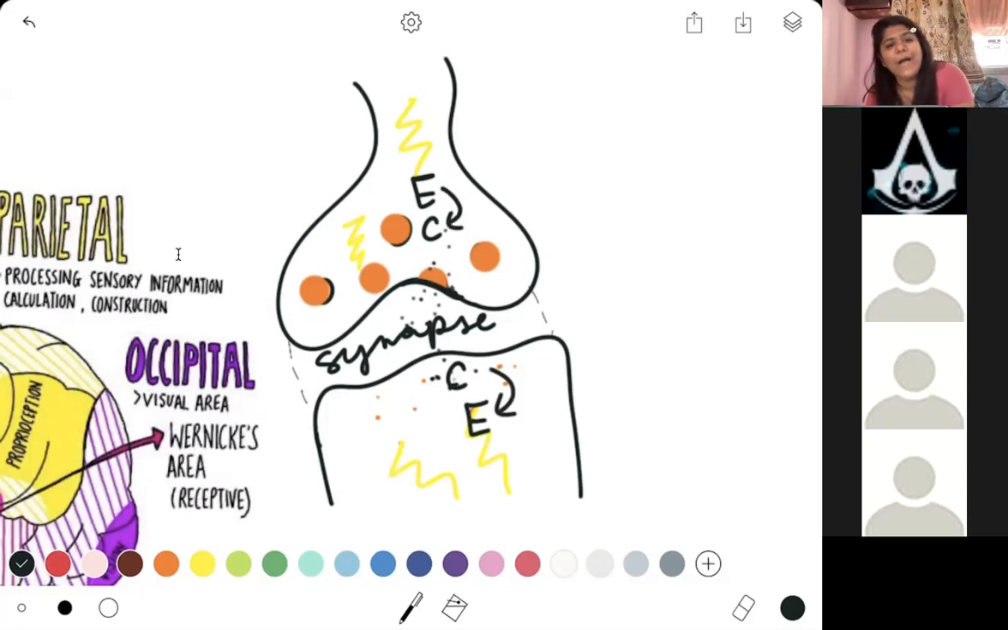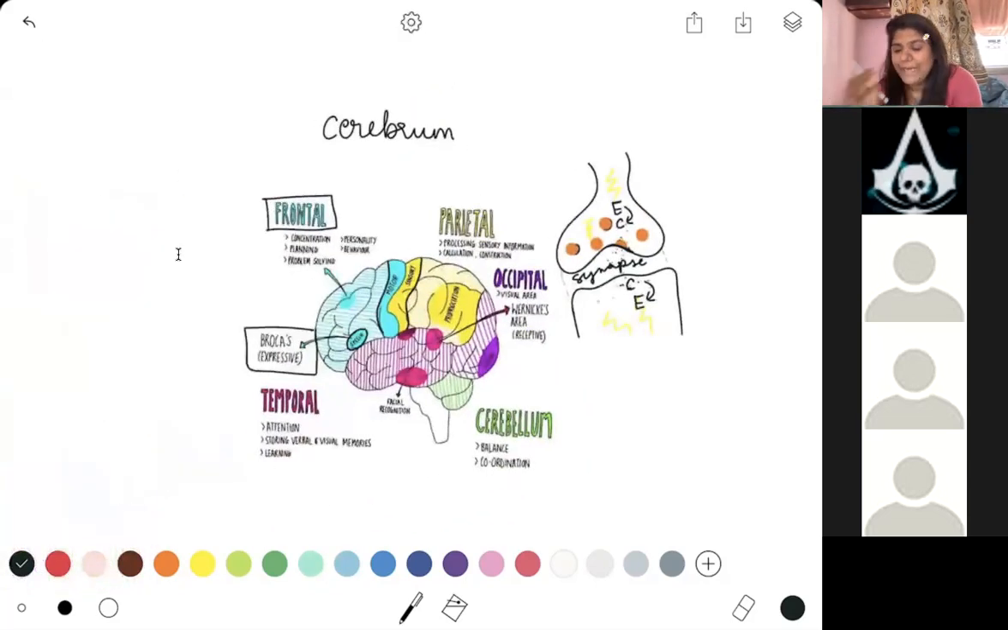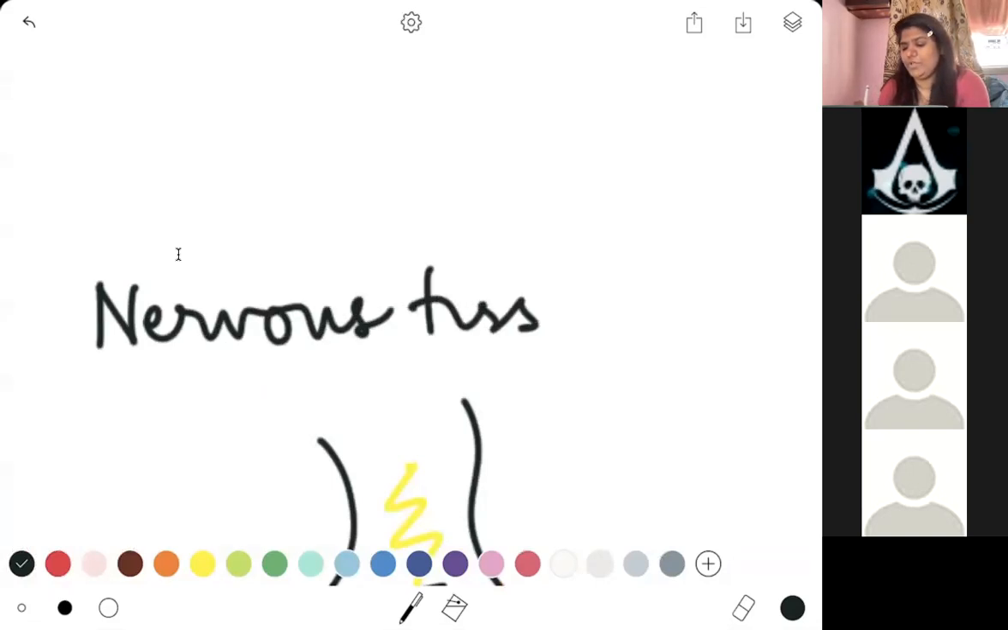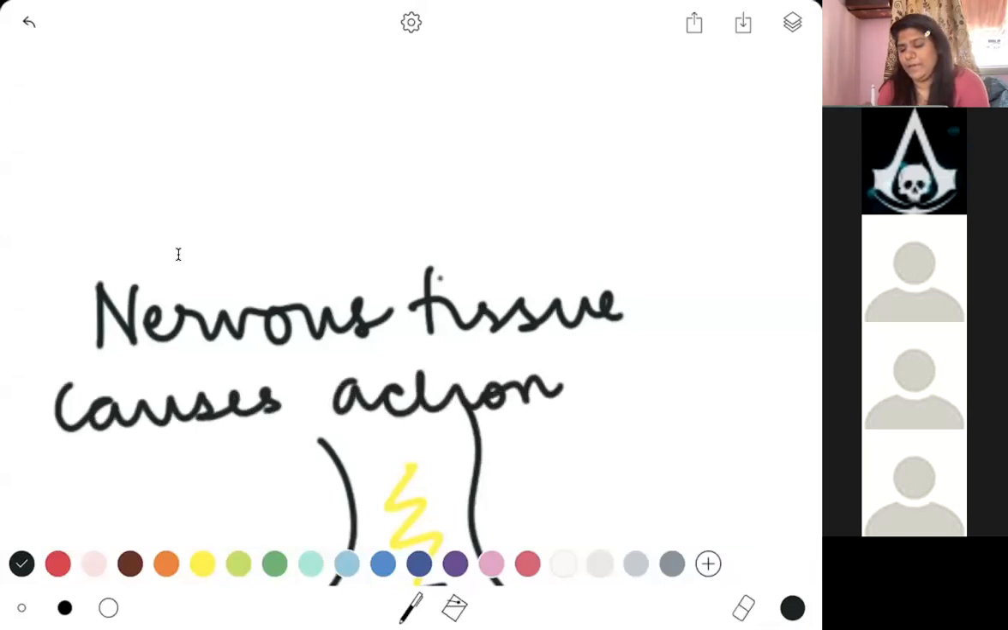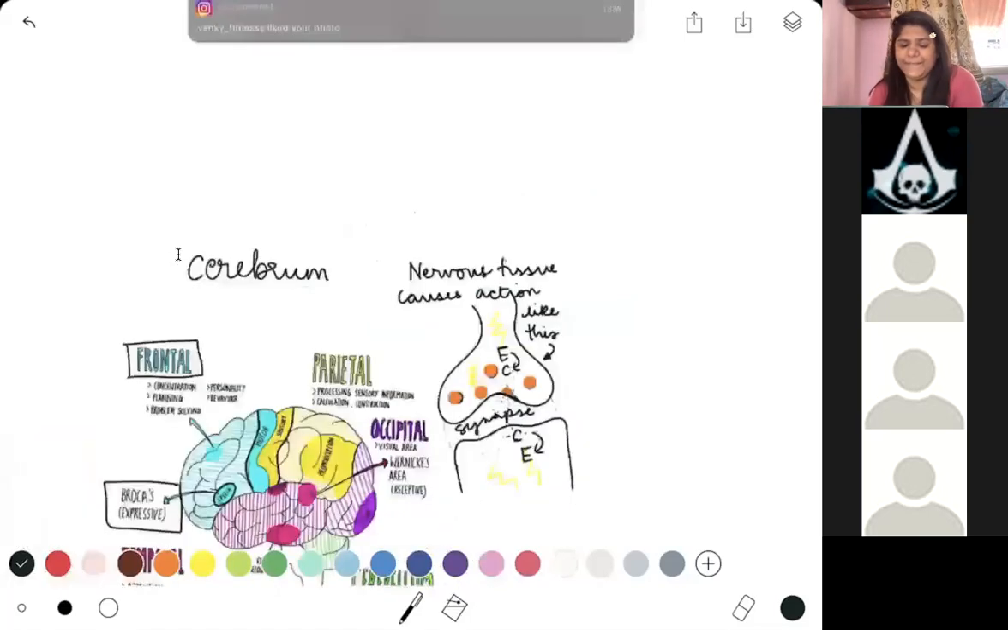This is how nervous tissue causes any kind of action that you might be able to see or perform. So, nervous tissue causes action, like this. Okay, am I making sense?